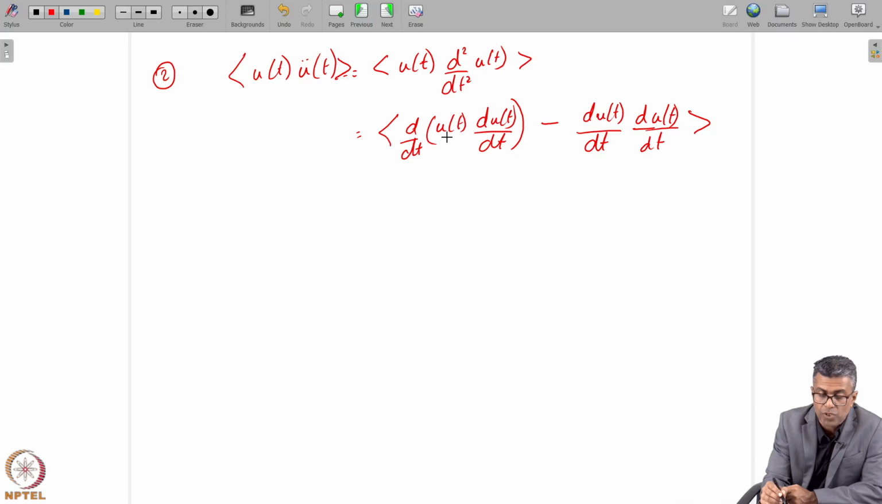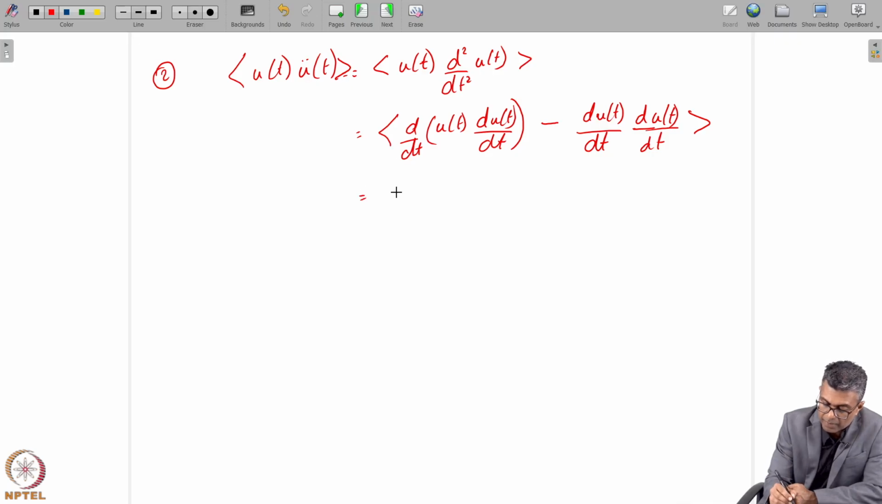Minus, because if you use the chain rule, you are going to get the first times the derivative of the second, which is what this term is, plus this second one times the derivative of the first, which is what this is. That's why I have a minus here. Okay, we have done this multiple times in other problems. Now, here is what happens.